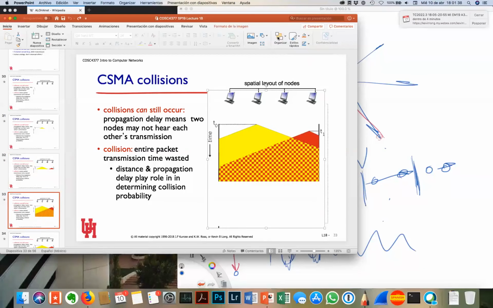Let me draw a line on here. It's not until basically this time here, where those lines intersect, that the original computer hears what's going on. And he's still sending, so what he'll notice is that what he's putting on the wire doesn't match what he's hearing on the wire. So you have one of these systems as well.